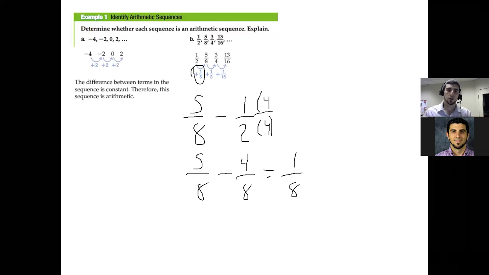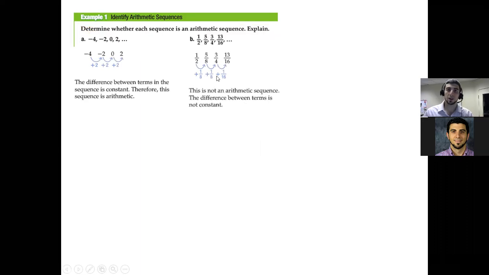Well, if you do all the terms that are given, which you should do just to make sure, you'll find that the difference between the third pair of terms is not the same as the first two. Therefore, since the difference between the terms is not constant, this is not an arithmetic sequence. Okay, so here's 2 for you to try. Go ahead and pause the video and hit play when you're ready to check your answer.